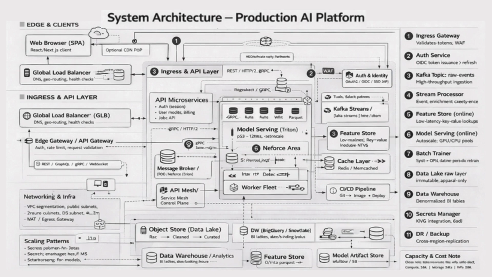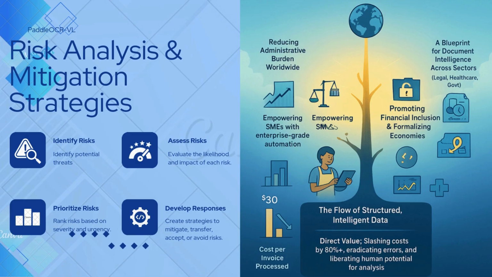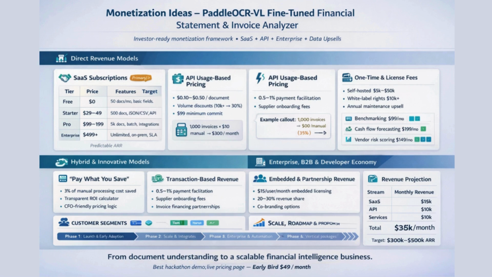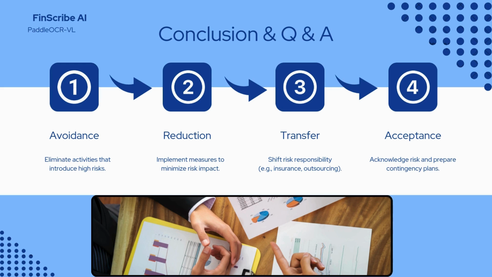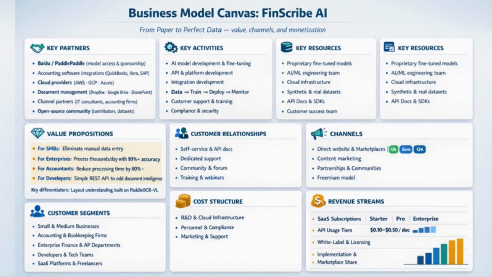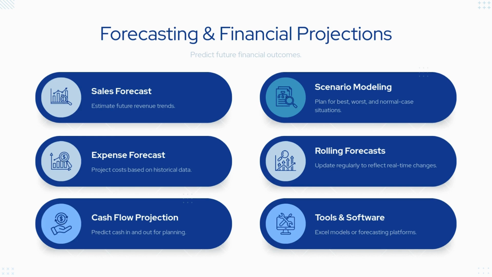Imagine you land on the FinScribe page, a clear headline, a short value proposition, from paper to perfect data. The landing page highlights 3 things: fast, accurate extraction, native accounting integrations, and secure, on-prem or cloud deployment. There's a prominent call to action. Try it, upload a document.